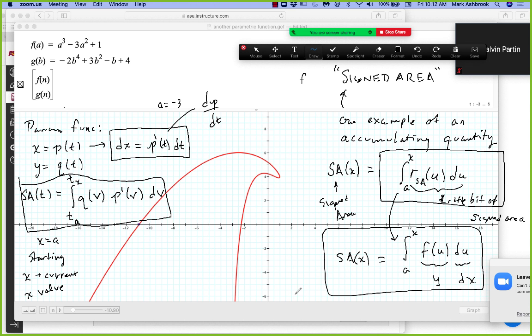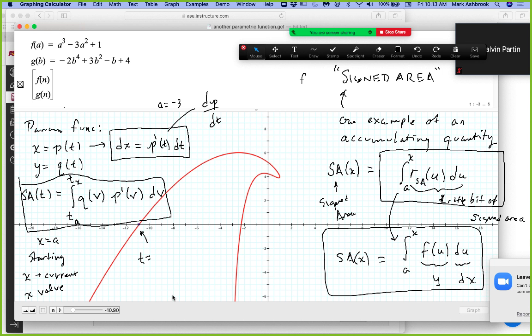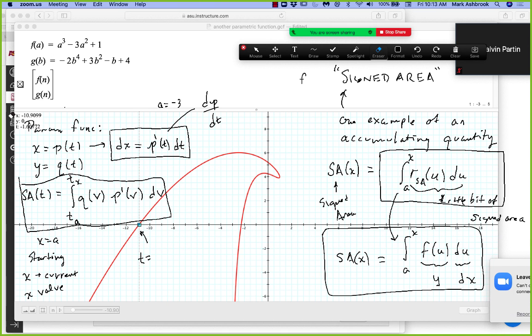Okay, so let's do it for this, and I want to start right here at the intercept, and that's t equals, I forgot what it equals. This is x. So what is t? Anyone read? I wrote over the top of it. Negative 1.608.